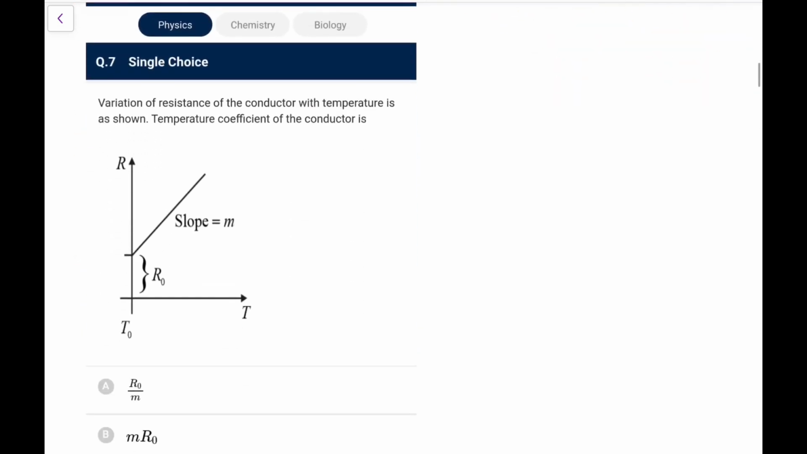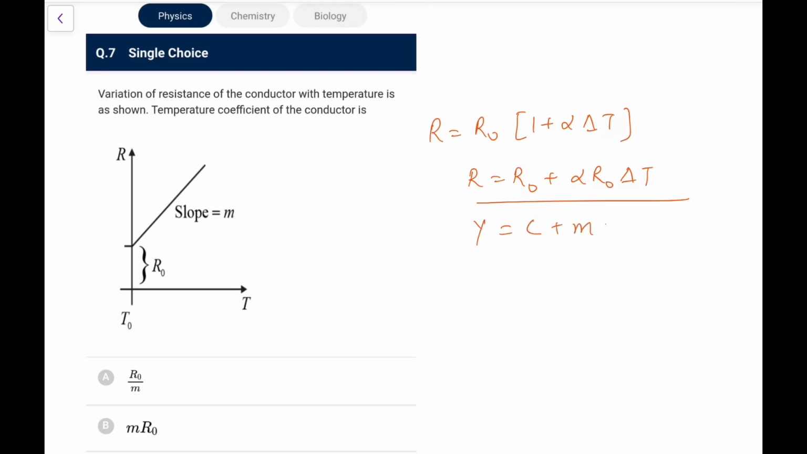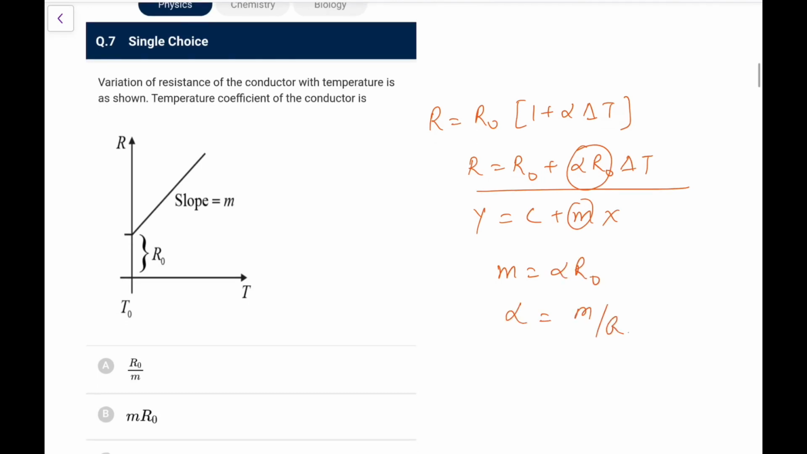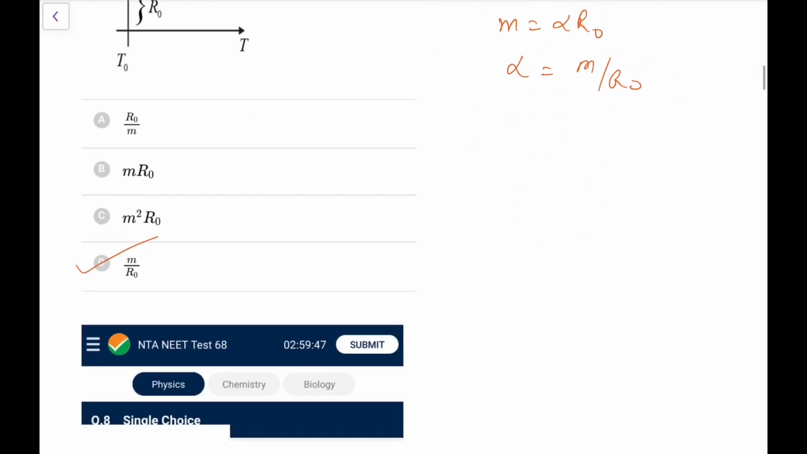Next one. Variation of resistance of the conductor with temperature is as shown. The temperature coefficient of the conductor is. So it is given the slope and this is R0. What we know, R is equal to R0 into 1 plus alpha delta T. So if I write it, it would be R is R0 plus alpha R0 delta T. If I compare it, this is y equal to c plus mx. So this m is alpha R0. So m is equal to alpha times R0. So what you need, alpha would be m by R0. So it's not a tough one. It's simply checking whether you know the formula and how to use it. Now go for the next one.